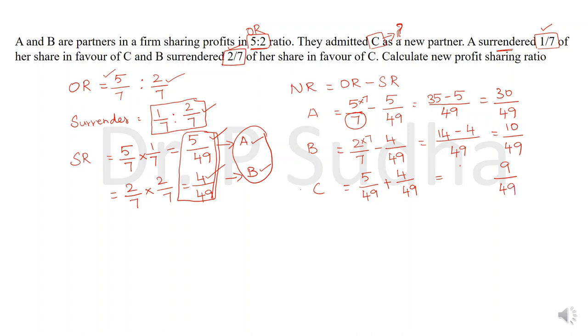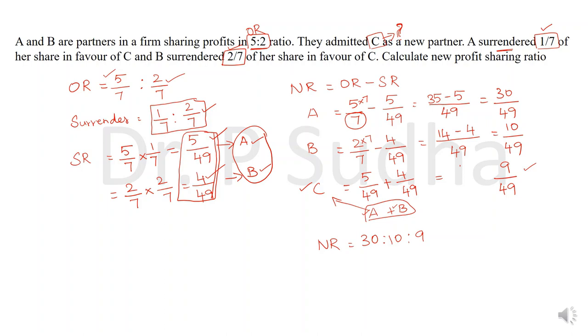So I hope you understood this step. In the previous questions, the share of the new partner was given. In this question, share of the new partner is not given. So what are we doing? We are adding the sacrificing ratio of A and B. Whatever A is sacrificing and whatever B is sacrificing, it combinedly goes to whom? It goes to C, isn't it? So if you add the sacrificing ratio of A and B, you will get C's share. Now take the new ratio. The new ratio is equal to 30 is to 10 is to 9.